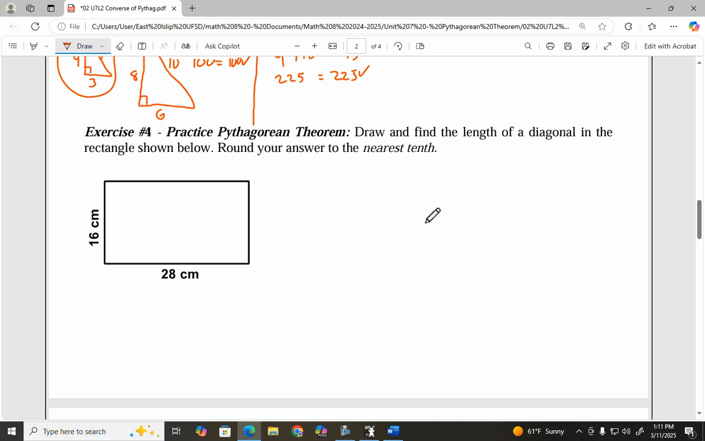So remember, we talked yesterday about squares and rectangles and drawing the diagonal, and you make a right triangle. So we have to draw and find the length of a diagonal in this rectangle shown. So here's the diagonal. The length, since it's across from the right angle, is side C. So let's do 16 squared plus 28 squared and find out what C squared is. And notice in the directions, I already know I'm going to have to round.